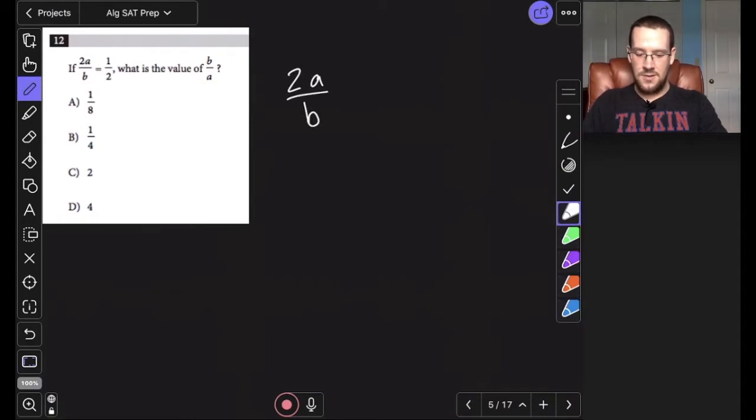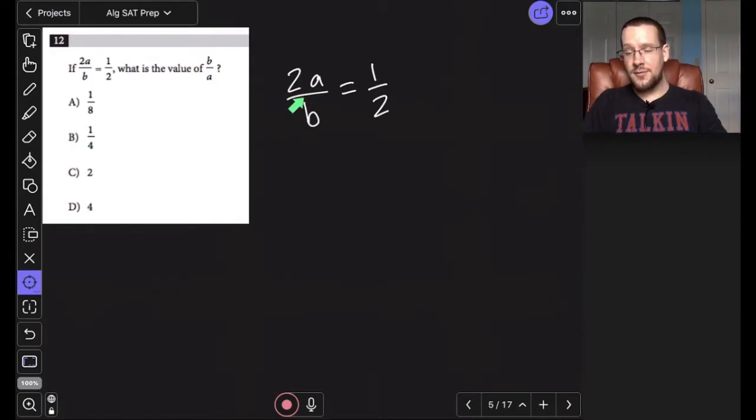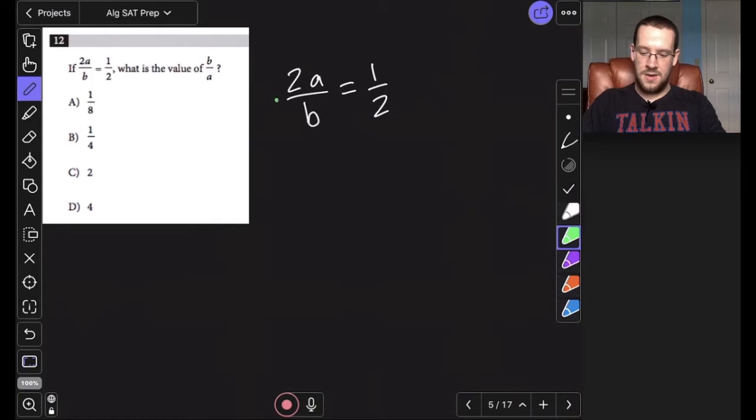Okay, so we have 2A over B is equal to 1/2. So remember, anything that is under the fraction bar is what's being divided. So this is 2A divided by B. 2A is being divided by B. How can I get rid of this 2? I want to know what A over B is equal to. Well, this is 2 times A divided by B. I want this 2 to go away. So what am I going to do? Well, how about we divide both sides by 2 or multiply by 1/2? Those two things are the exact same.